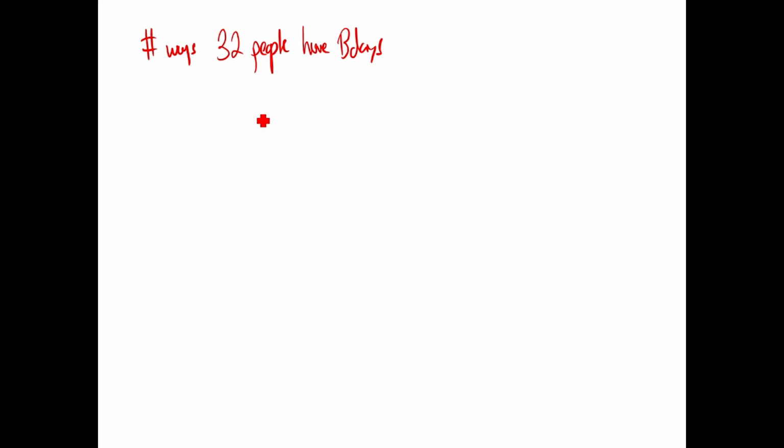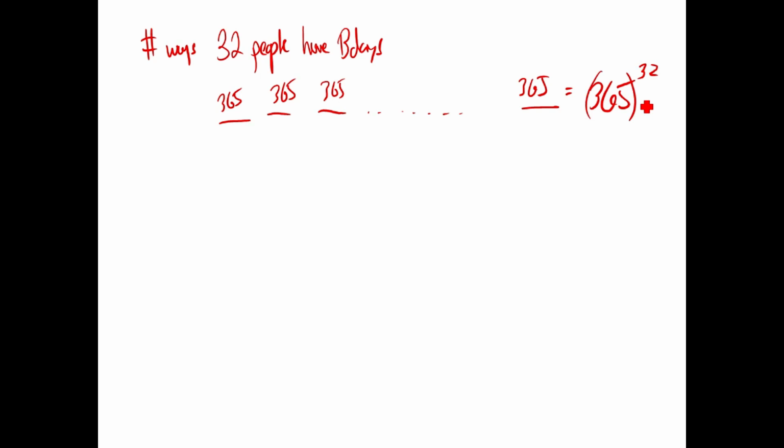So if you think about that, we have 32 people, and we all have 365 ways that our birthdays could occur. Then the total number of ways it could happen is what? 365 to the 32. A lot of ways. That's a big number. I don't even care about it right now, but that's going to be our denominator. It's huge.